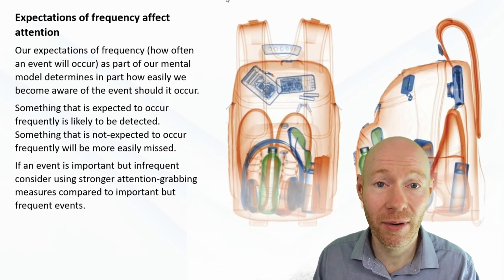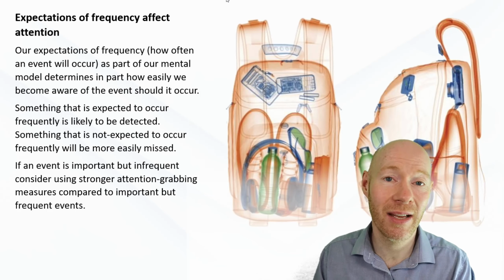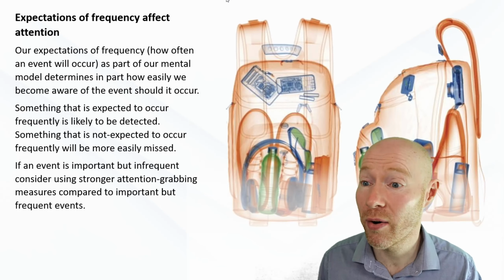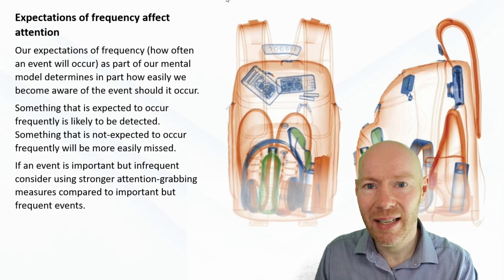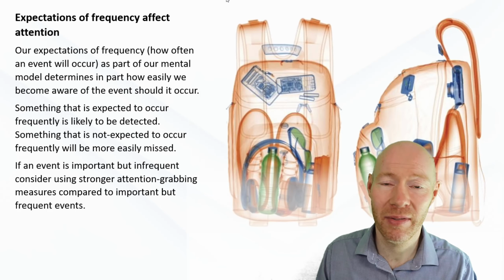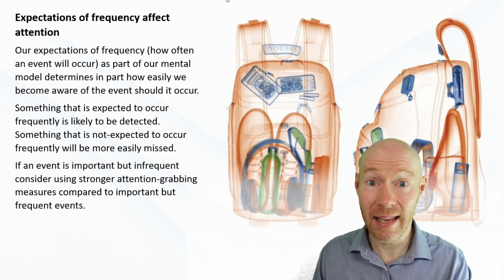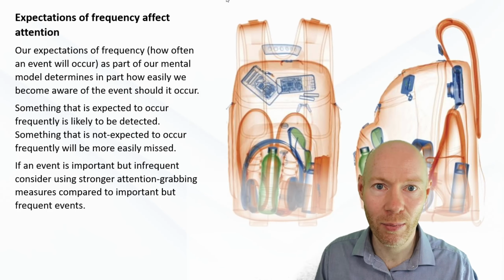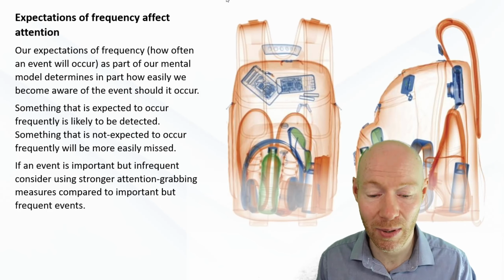So how often, and if we are expecting to see something, and how often we expect to see it, these are things that also shape how easy it is for us to divert our attention and to become aware of something. So from the point of view of creating applications, if an event is important, but it's infrequent, it doesn't happen that often, in that particular case, you probably want to consider really heavy-handed attention-grabbing techniques. So important and infrequent, that's going to be challenging in terms of the strength of technique that needs to be used.